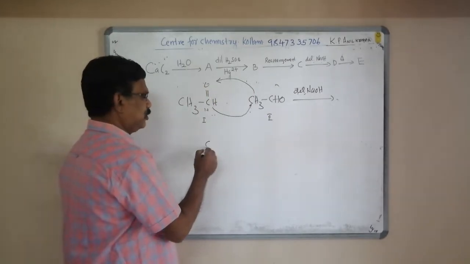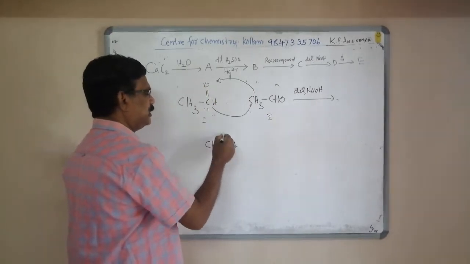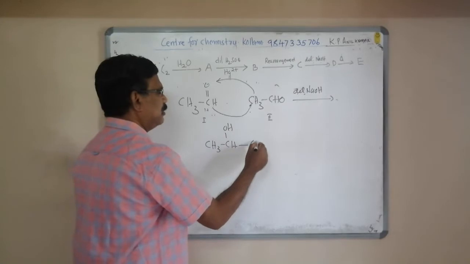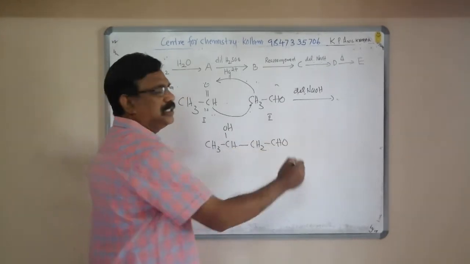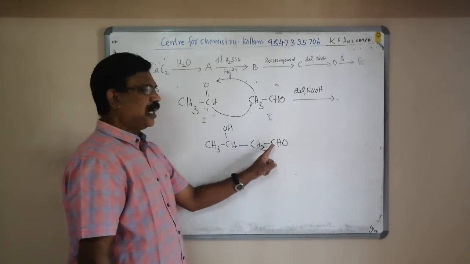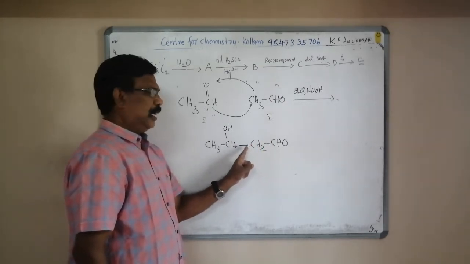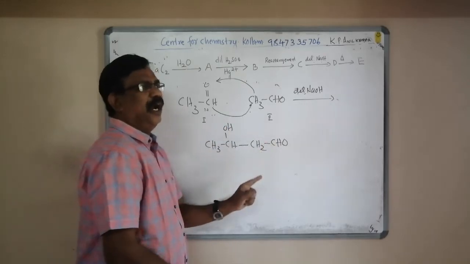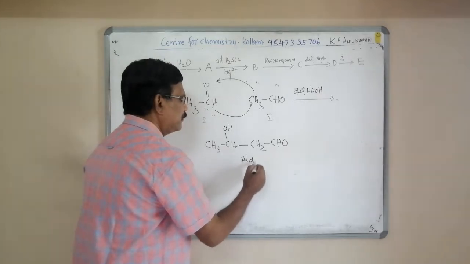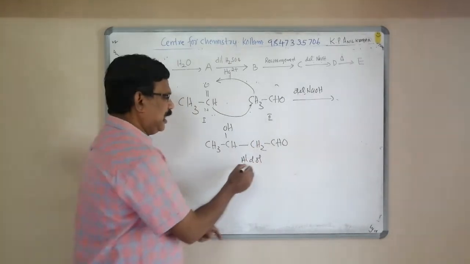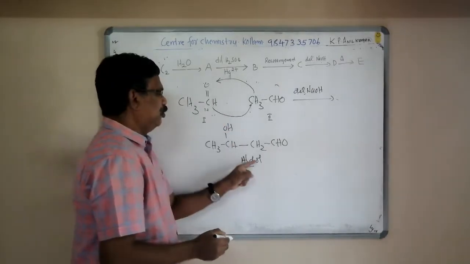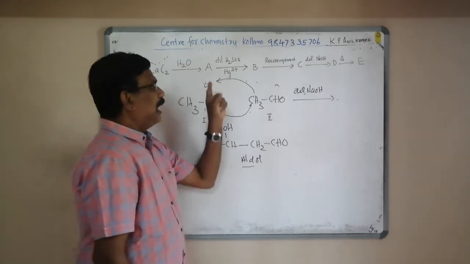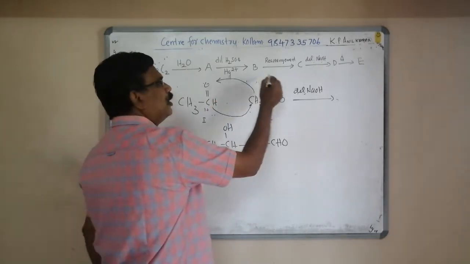Then what is the product produced? CH3CHOH, and this H atom migrated towards this oxygen. So a C-C bond, then the remaining CH2CHO. And this is the condensation product. This is the functional group, this is the alpha carbon, and this is the beta carbon. This is a beta hydroxy aldehyde. Beta hydroxy aldehydes are called aldols: aldehyde functional group and alcoholic functional group, ol. So this condensation reaction is called aldol condensation reaction.